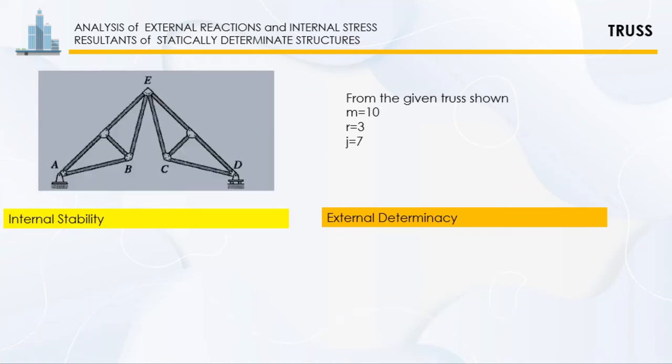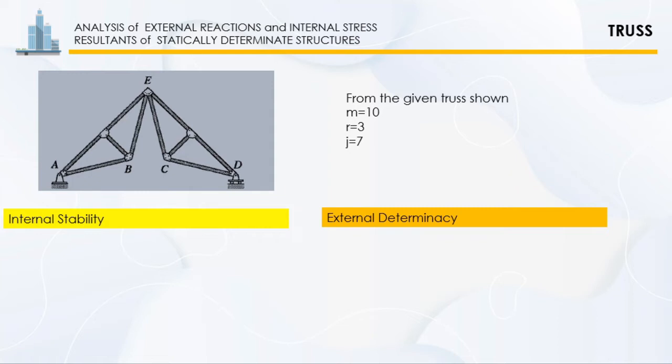So, here's another example, a scissor truss. This truss has 10 members and 3 reactions. The number of joints is 7. So, that's 1, 2, 3, 4, 5, 6, and 7.